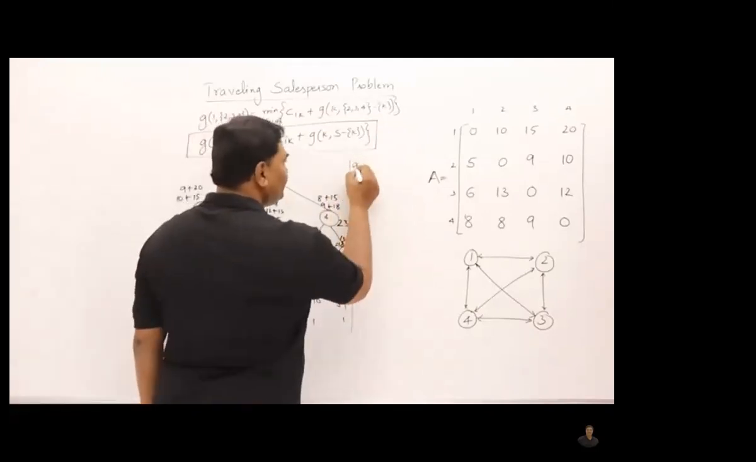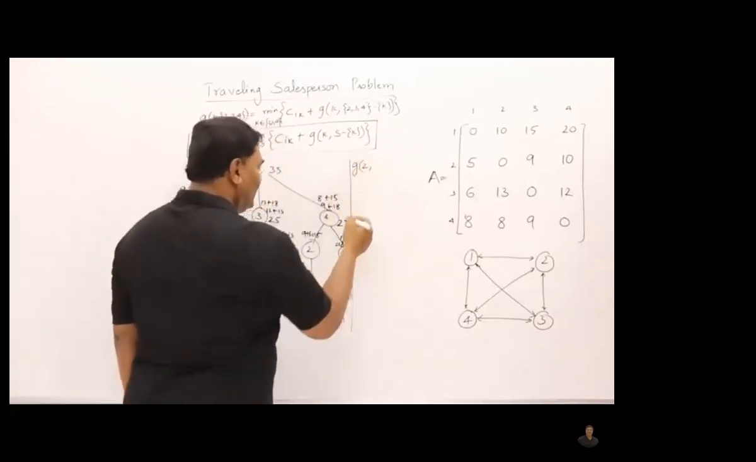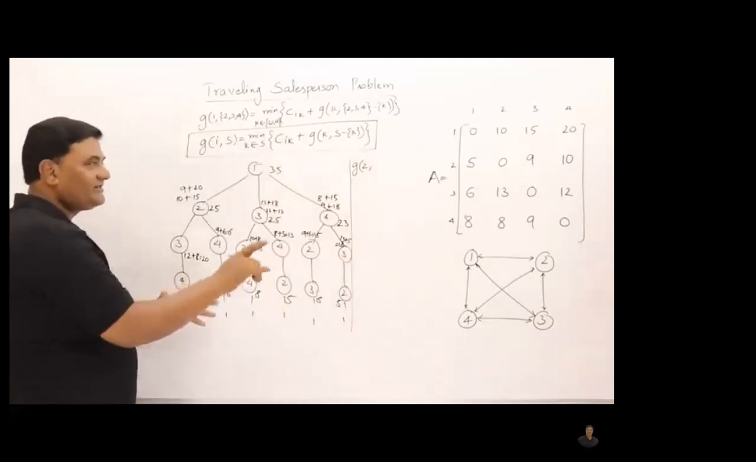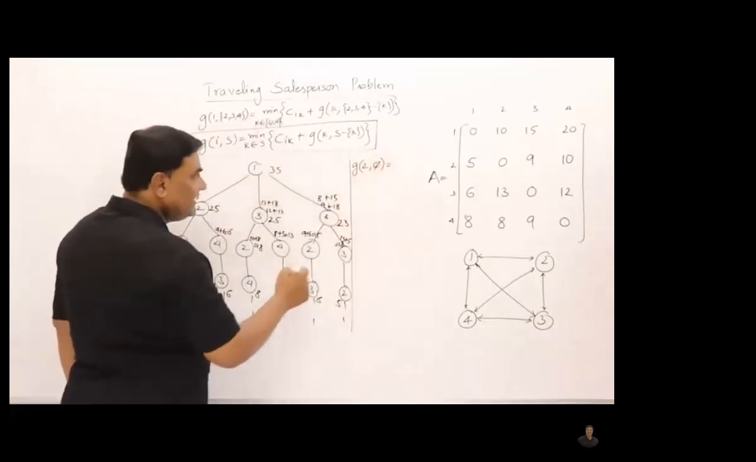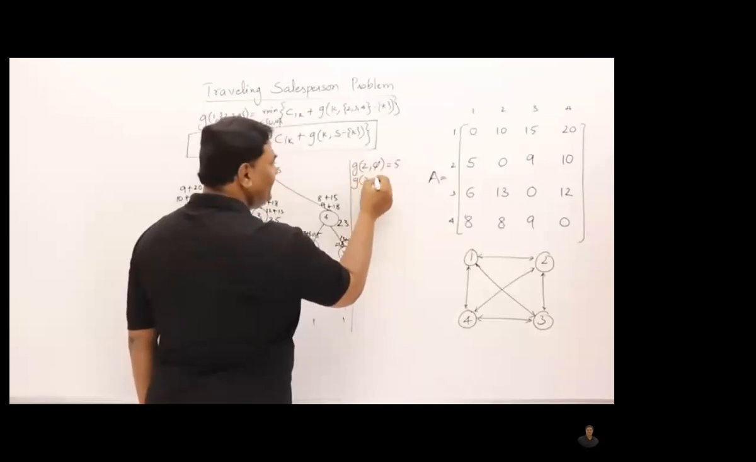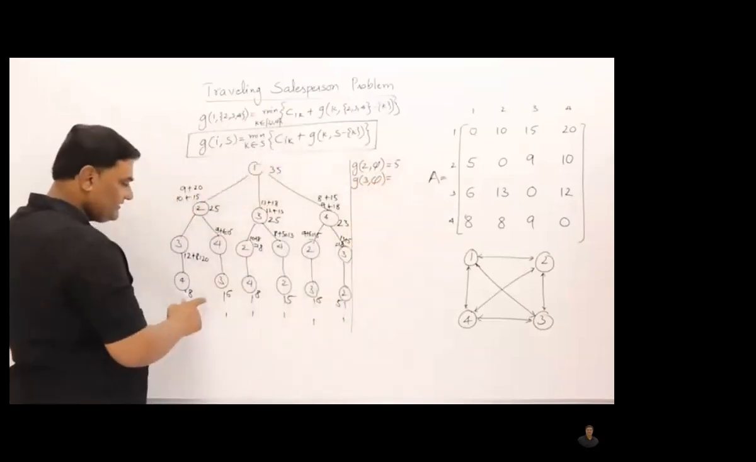the first value that we'll find out is, let us say we are on vertex 2 and where we have to go next? Nowhere. Nowhere means we have to come back to vertex 1. So this is 5, nothing else. What was this cost? 5. Then similarly, if we are on the third vertex and we have to return back to the first vertex, third vertex return back means 6.